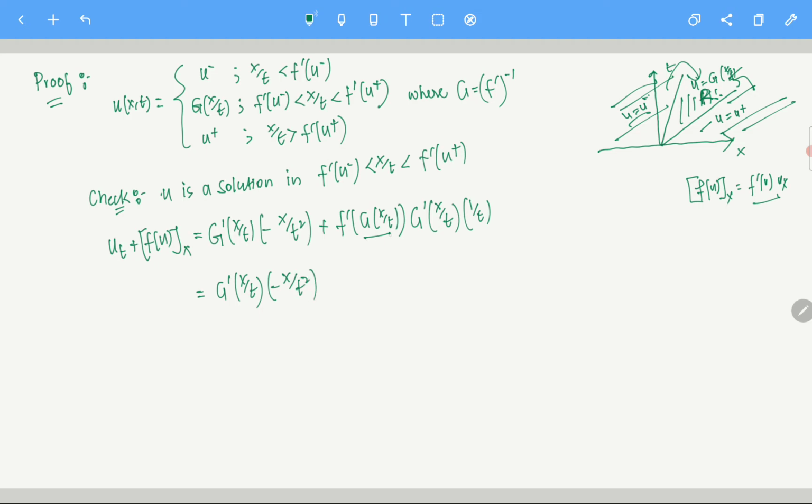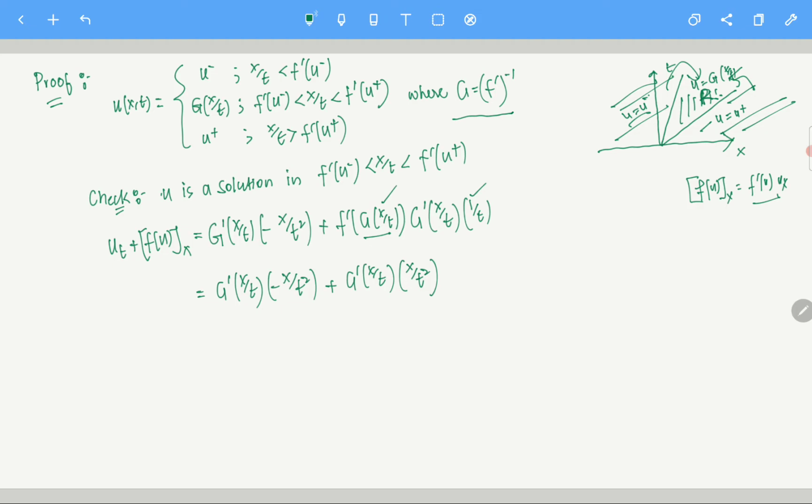And what you see, what is g? G is f prime inverse, clear? So f prime of f prime inverse of x by t, so that is 1. So essentially I am left with g prime of x by t times x by t square. So x by t from here is coming and 1 by t from here is coming, so essentially x by t square. I hope this is fine.